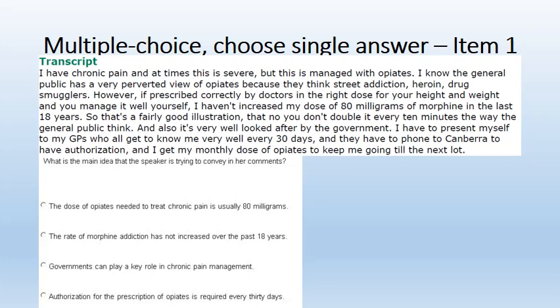What is the main idea that the speaker is trying to convey in her comments? The dose of opiate needed to treat chronic pain is usually 80 milligrams. The rate of morphine addiction has not increased over the last 18 years. Government can play a key role in chronic pain management. Authorization for the prescription of opiates is required every 30 days. You have to choose the single answer. Next question.